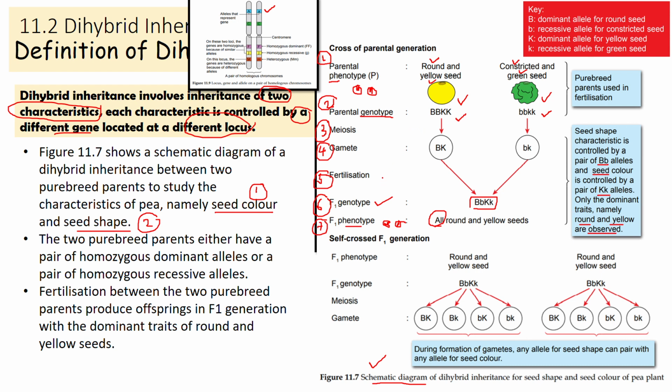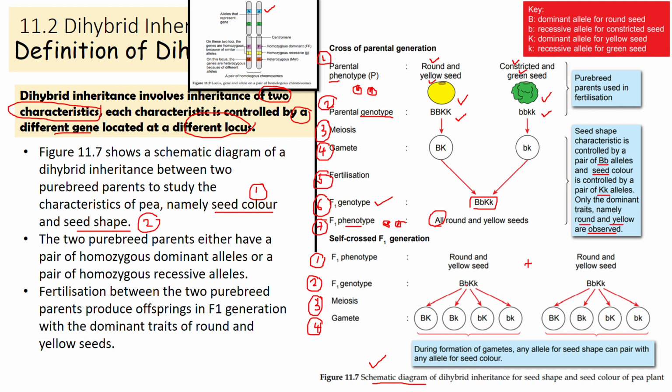Okay, next we proceed to self-cross the F1 generation. So now the F1 generation are the parental phenotype in this case. Mating happens. This is the parental phenotype, round and yellow seed, round and yellow seed. Next we write down the genotype, characterized by letters. This is heterozygous, heterozygous. The third step is the same as the first one just now. We just repeat it. Meiosis happens, so we put an arrow to form gametes.